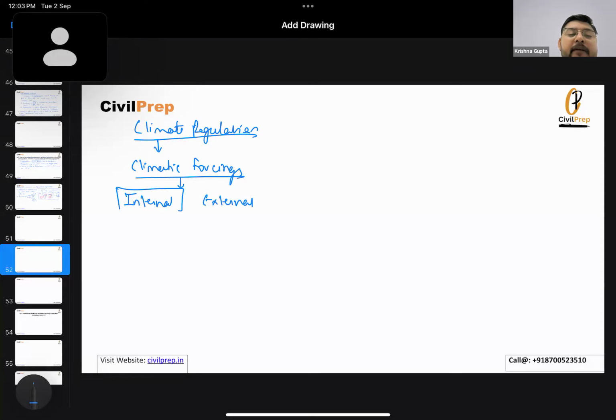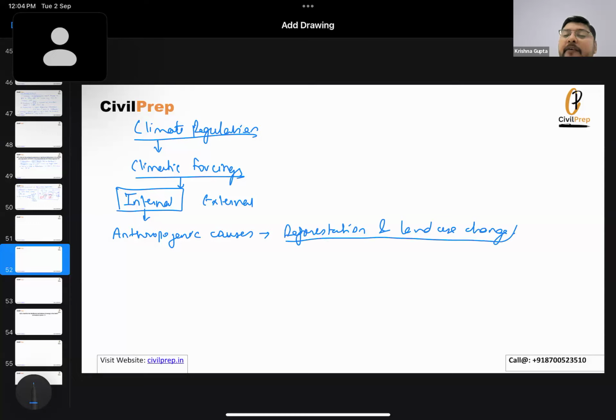Looking at this aspect, this is majorly combined with the internal factor where the anthropogenic causes, such as deforestation and land use change, are basically seen as one of the factors which is changing the climate here.